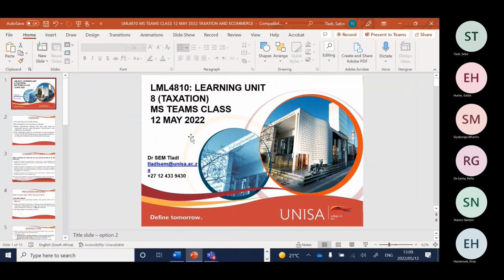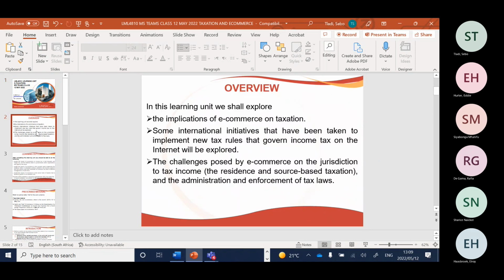So this is the last learning unit on taxation. In the overview in tutorial letter 102, you will find that we will deal with the implications of e-commerce on taxation and some international initiatives that have been taken to implement new tax rules that govern income tax on the internet. We will also explore the challenges posed by e-commerce on the jurisdiction to tax income, residence and source-based taxation, and also the administration and enforcement of tax rules.